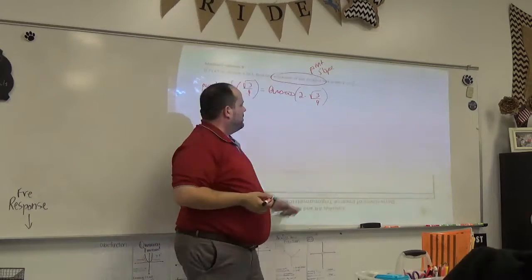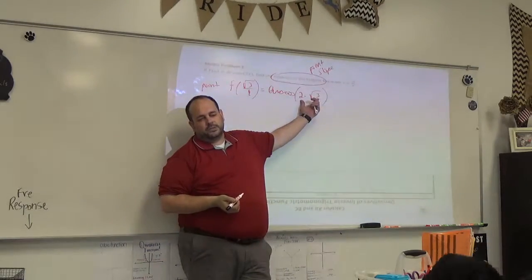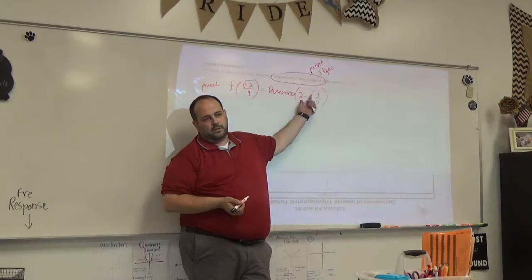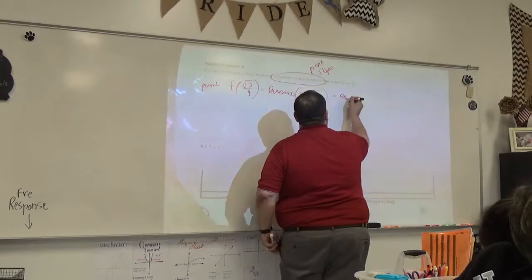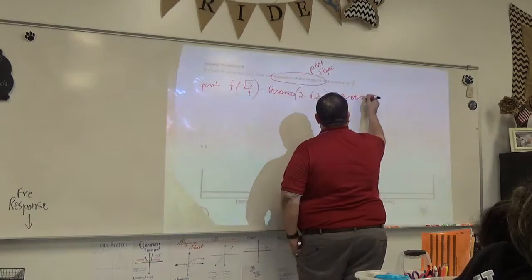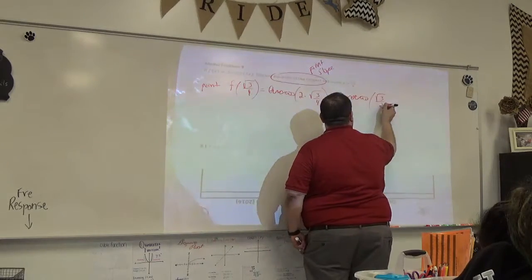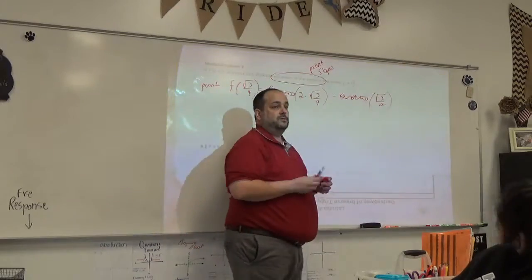times the square root of 3 over 4, and now I'm being mean. 2 times square root of 3 over 4 is the square root of 3 over 2. Maybe that's not too mean. Now here comes the tough stuff. What's the arc cosine of the square root of 3 over 2?